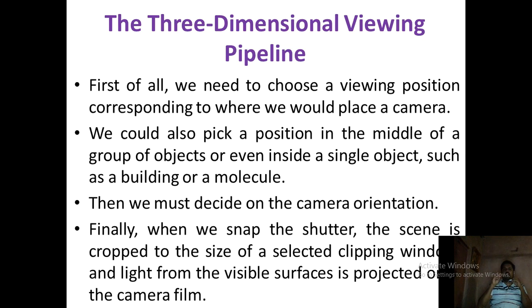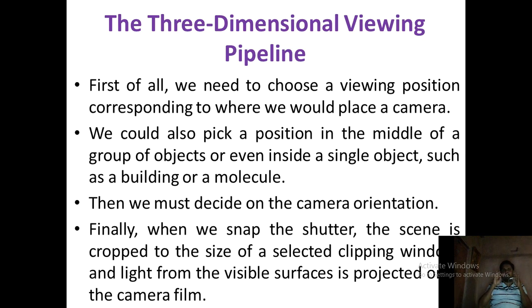First step, place a camera at the proper position, right? That is the viewing position. Then we could also pick a position in the middle of a group of objects or even inside a single object such as a building or molecule. For example, you want to take a picture of a group of people, right? At that time, what will you do? You will set one center position among the group, means you will target one position. If you target a particular position, then you will see how much it covers on the right side and how much percent it covers on the left side, so that is your target.